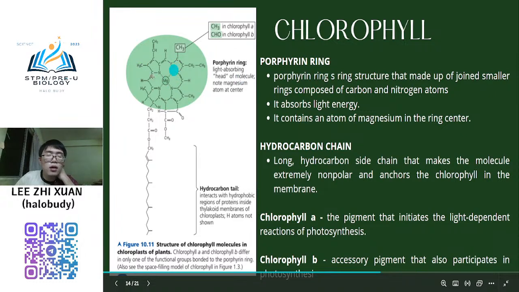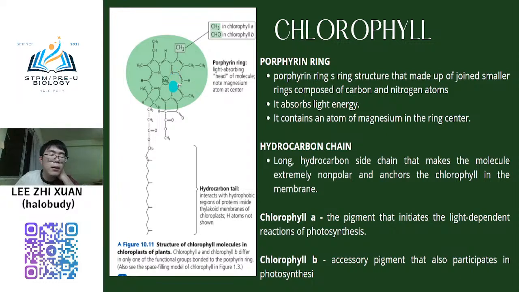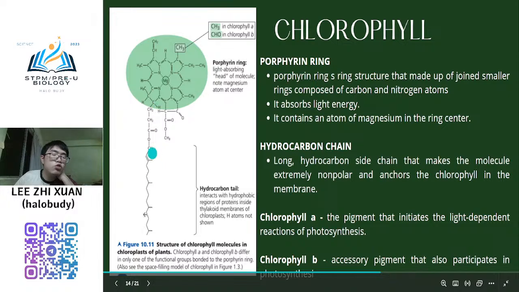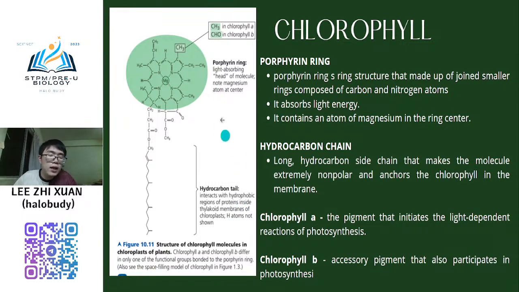In chlorophyll, there are two main structures. The head structure is known as the porphyrin ring, and there is one long hydrocarbon chain, the largest part. The hydrocarbon chain is the hydrophobic region, and the ring is the hydrophilic region. In the center of the ring there is an atom. The porphyrin structure is made up of joined smaller rings composed of carbon and nitrogen atoms.